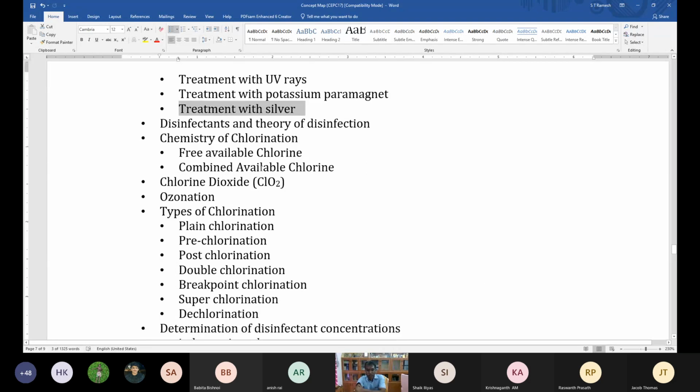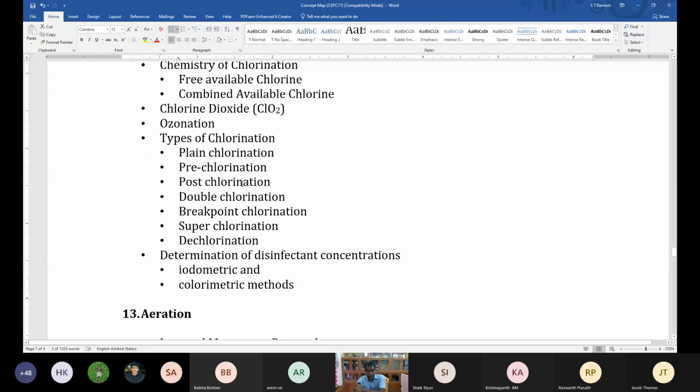Yes, and we'll also discuss what chlorine chemistry is and what the different types of chlorination are. You can do the chlorination prior to your treatment option, that is called pre-chlorination. After the treatment process, that is post-chlorination. If you do prior and post, that is called double chlorination. And if you use excess chlorine to take care of future contamination, that is called superchlorination. And if you use superchlorination, then you have to remove the chlorine at the usage point. That you can call dechlorination methods.